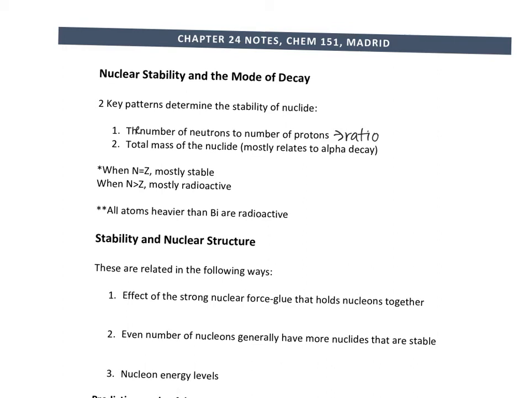So what we can take from that is when N is equal to Z, so when the ratio is close to 1:1, those are usually stable nuclides. And when N, or the number of neutrons, is much bigger, right here, than the number of protons, that's mostly unstable or radioactive. And the last key piece to keep in mind is that all atoms heavier than bismuth are radioactive. So what we can conclude here is that really heavy nuclides are unstable.